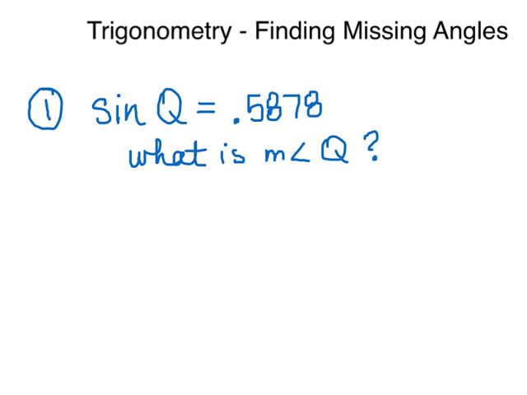In this lesson, we're going to use trigonometry to find missing angles. That is, given the ratio of the sides, we're going to go backwards and find the measure of the angle.